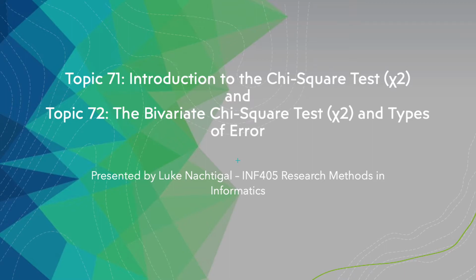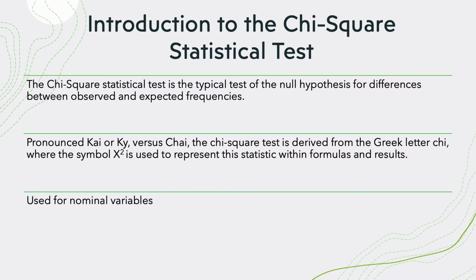So let us begin with an introduction to the chi-square statistical test. The chi-square statistical test is the typical test of the null hypotheses for differences between observed and expected frequencies. It is pronounced chi versus chai. Have had a lot of confusion about that myself. So anyway, the chi-square test is derived from the Greek letter chi, where the symbol x to the second power is used to represent this statistic within formulas and results. This is used for nominal variables.